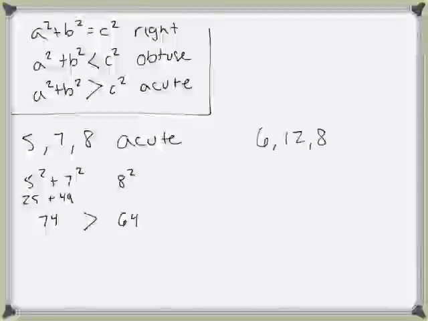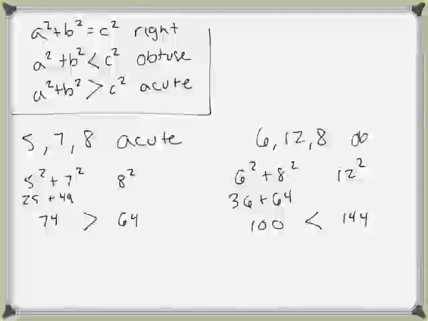The order of the numbers does not matter. The biggest number has to be C. So this one we're going to do 6 squared plus 8 squared and compare that to 12 squared. You always want to do the biggest one all by itself. So that gives 36 plus 64 is 100. And the other one by itself is 144, which is bigger. If the single is bigger than the sum, the triangle is obtuse.